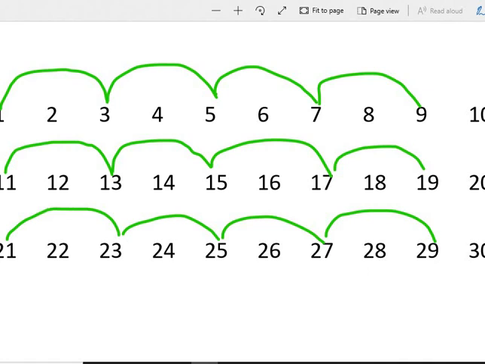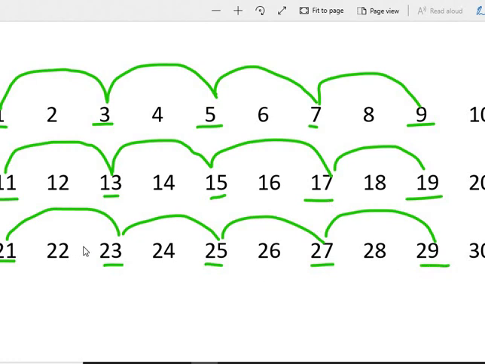So the odd numbers are 1, 3, 5, 7, 9, 11, 13, 15, 17, 19, 21, 23, 25, 27 and 29. So they are odd numbers.